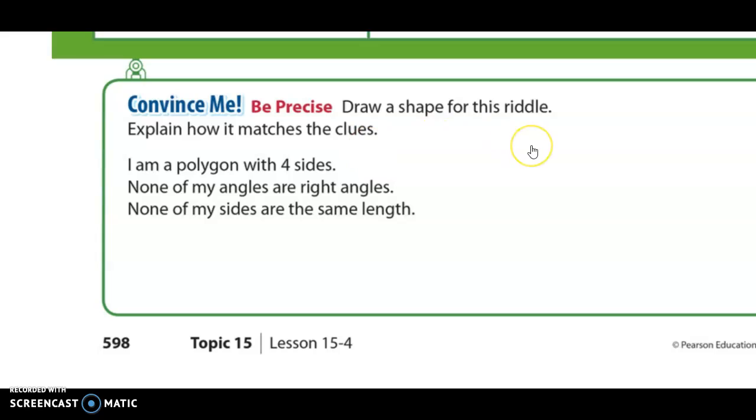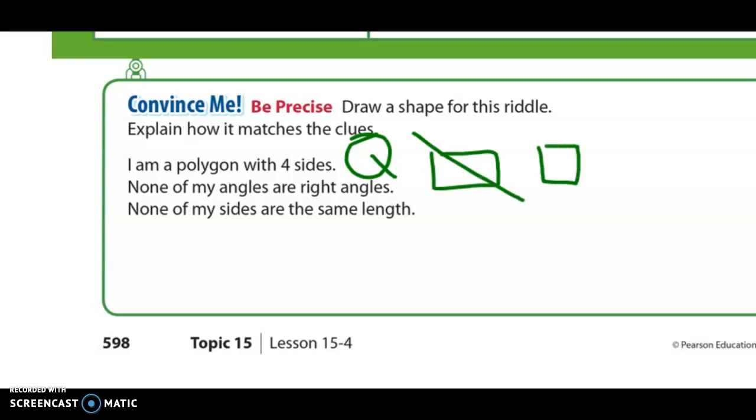I'm a polygon with 4 sides. I'm just going to write Q to save you all the pain of watching me write that out again, but quadrilateral, it's a polygon with 4 sides. None of my angles are right angles. Oh, so it's not a rectangle, it is not a square, it is not a trapezoid, because those can have right angles. None of my sides are the same length, so it can't be a rhombus.